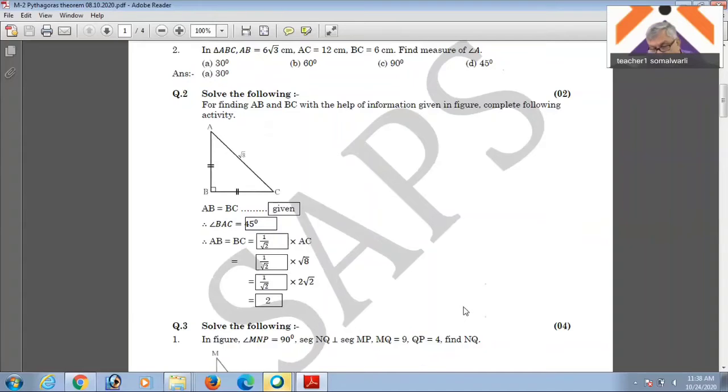Root 8 can be written as 2 root 2. So root 2 gets cancelled. So remaining is the 2. And therefore, the answer of this question is 2.